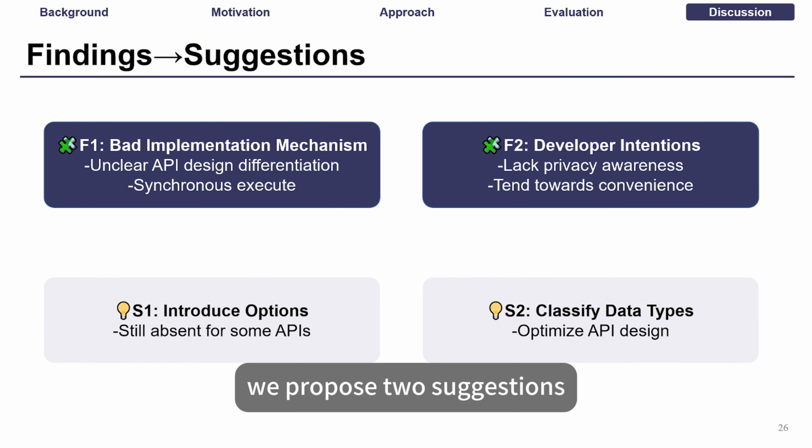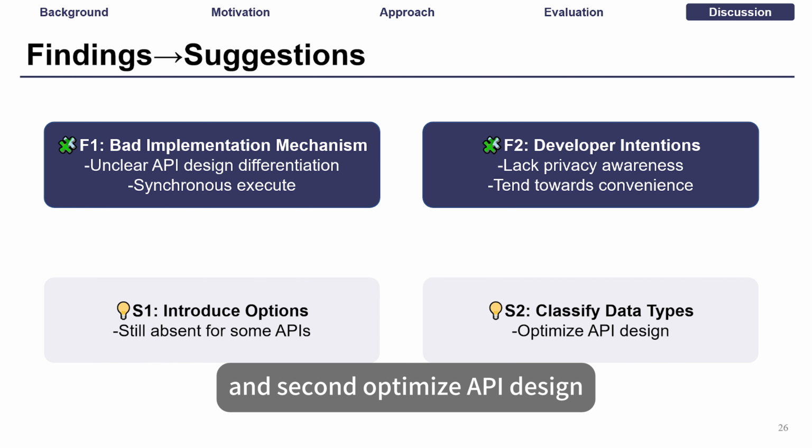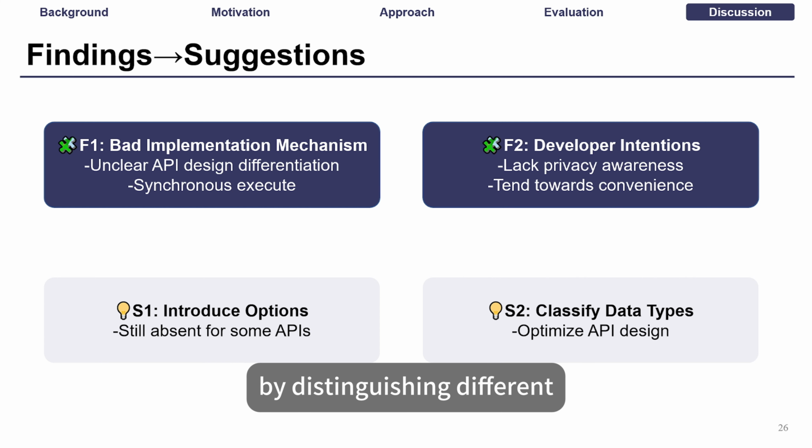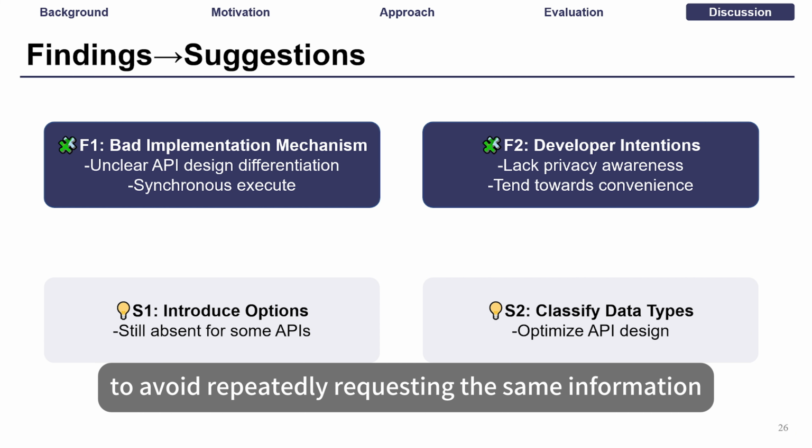We propose two suggestions. First, add a Do Not Pop Up Again option for all APIs, and second, optimize API design. By distinguishing different API types for obtaining user information, to avoid repeatedly requesting the same information.